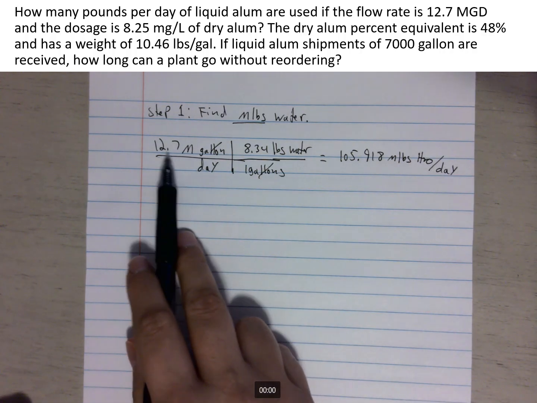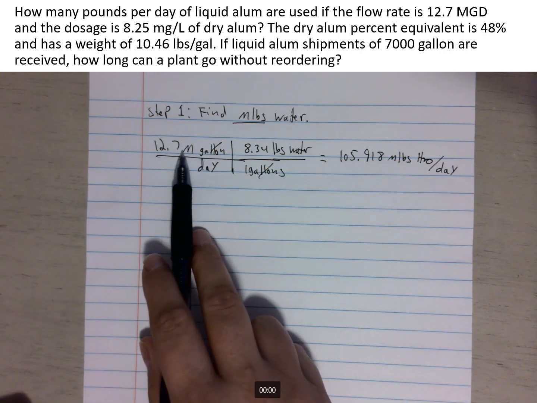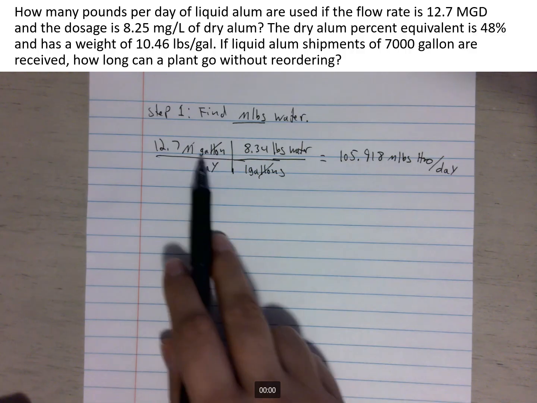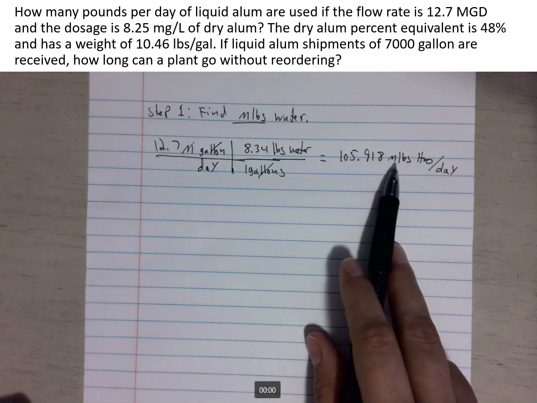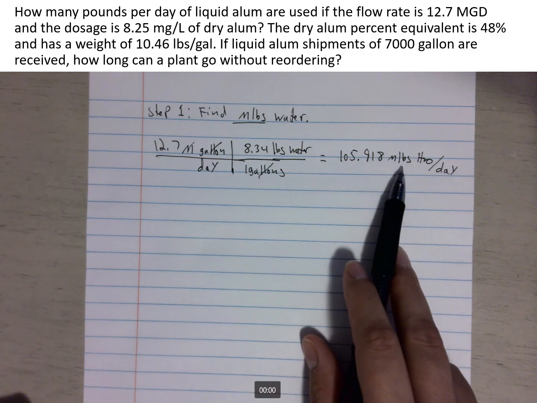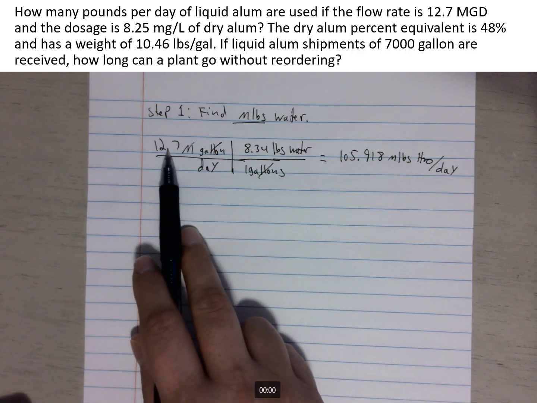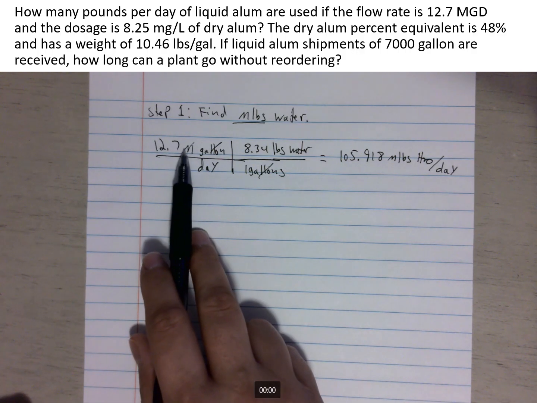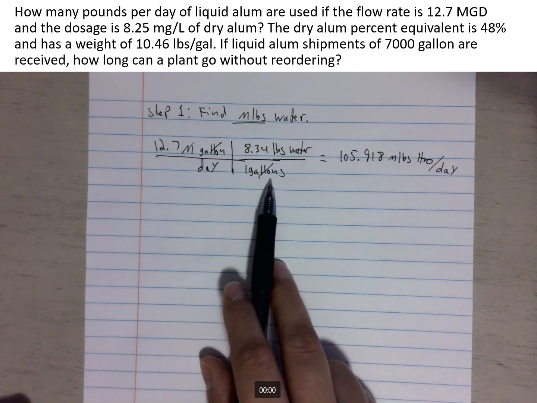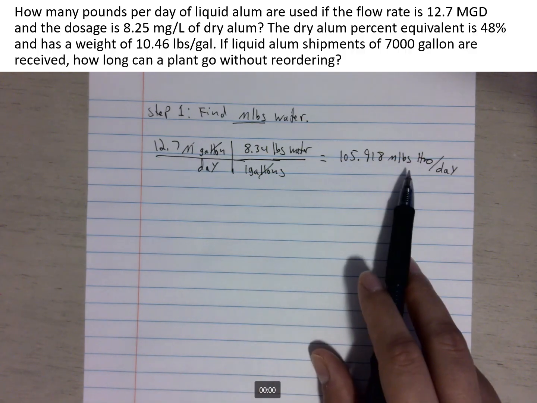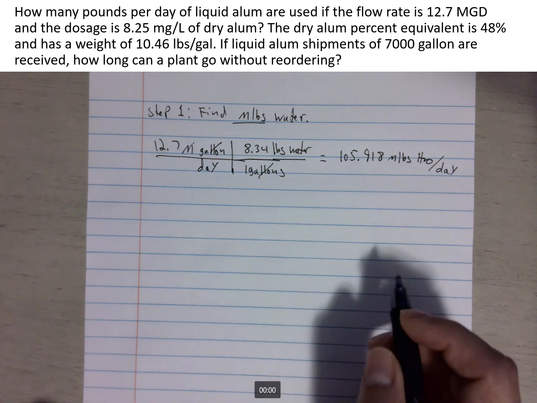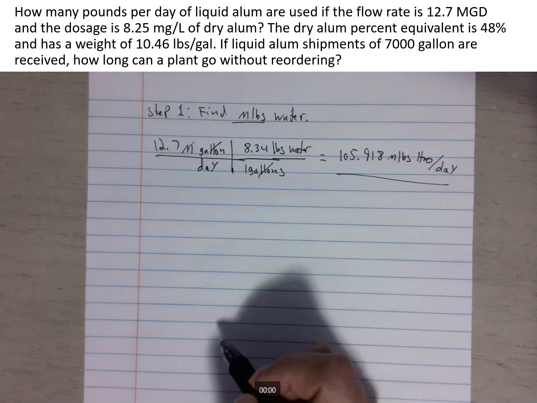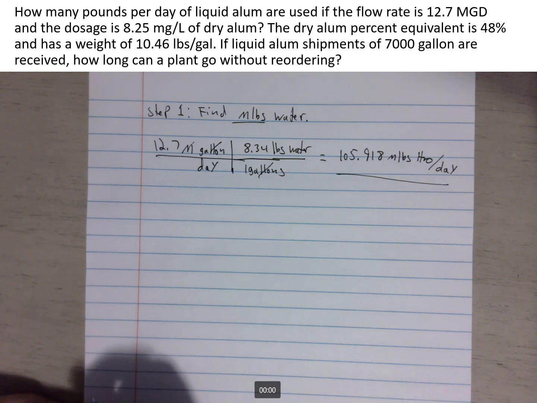So note how in this example, we simply carried on that million representation to get us million pounds of water. If we had changed this and put 12 million as a number, we would have to divide by a million to get our units in million pounds of water. So, step 1, we have finished, got our answer in million pounds of water.